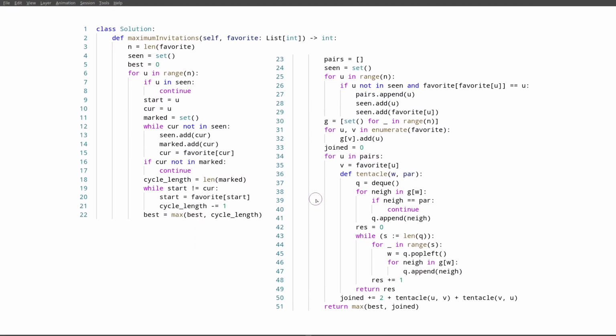So let's get right into it, because it's pretty long, though it's not that difficult programmatically. Let n be the size of our graph. First we'll be calculating the single cycle. So we'll remember the best cycle. We'll have, of course, a set of seen vertices, and now for every vertex, if it's seen, we don't do anything. Otherwise, let's get the biggest cycle that we have.